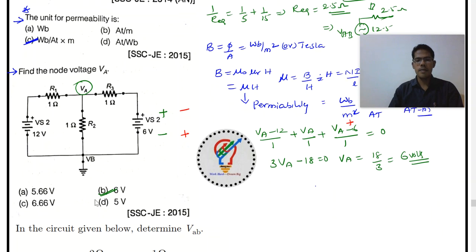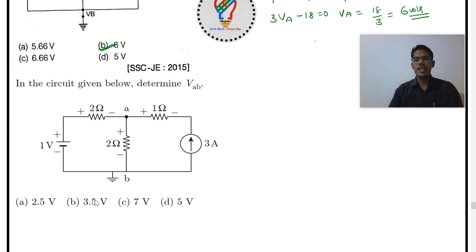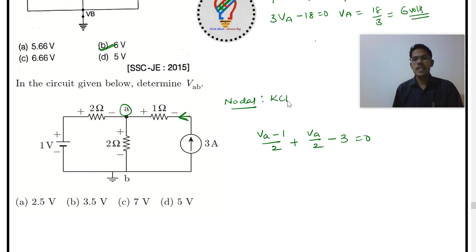Similarly, I'll give one more question here, but here I am taking the current source. This model is important. Again, the same nodal analysis I'm going to follow. In nodal analysis, VA is the higher potential. So (VA minus 1) divided by 2 plus VA by 2, and the current is entering here. When the current is entering, consider it as a minus sign. So minus 3 directly is equal to 0. That's it. Why? Because nodal analysis is a combination of KCL plus Ohm's law.